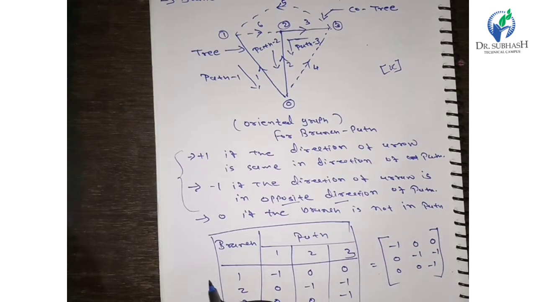This is the branch path incidence matrix. Here the symbol is K. So we can write K is equal to the branch path incidence matrix, with values -1, 0, 0, 0, -1, -1, 0, 0 and -1.